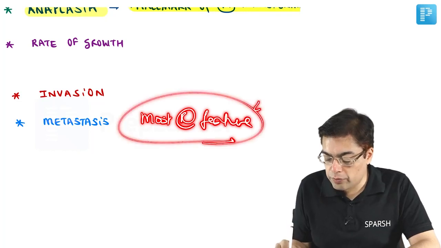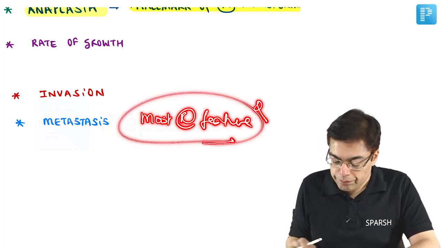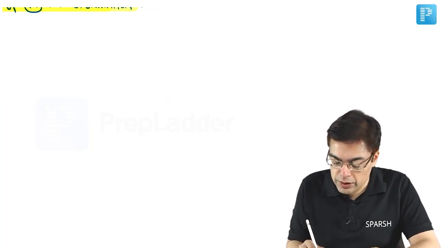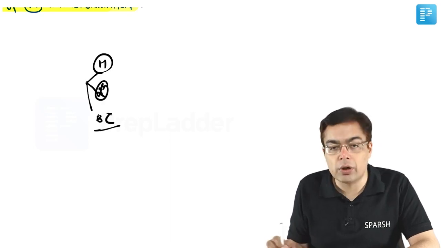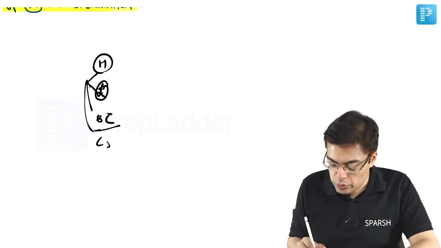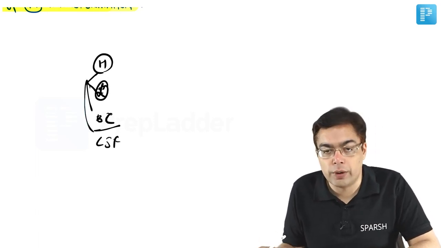Most reliable feature of malignancy, that is what we need to have an idea. Whenever we are talking about the ways by which a tumor cell can metastasize, we can have hematogenous spread, or lymphatic spread, or spread through the body cavities. We do have special modes of spread of the tumor, something like cerebrospinal fluid as well.